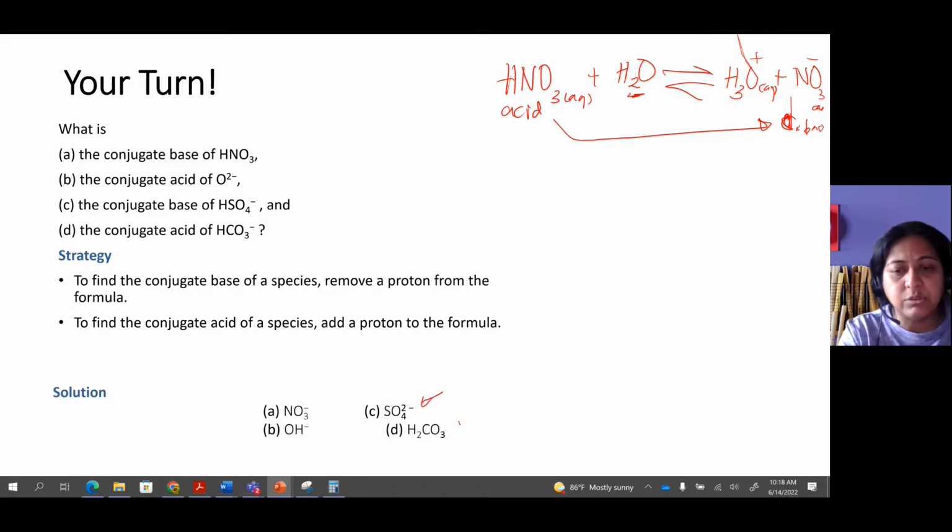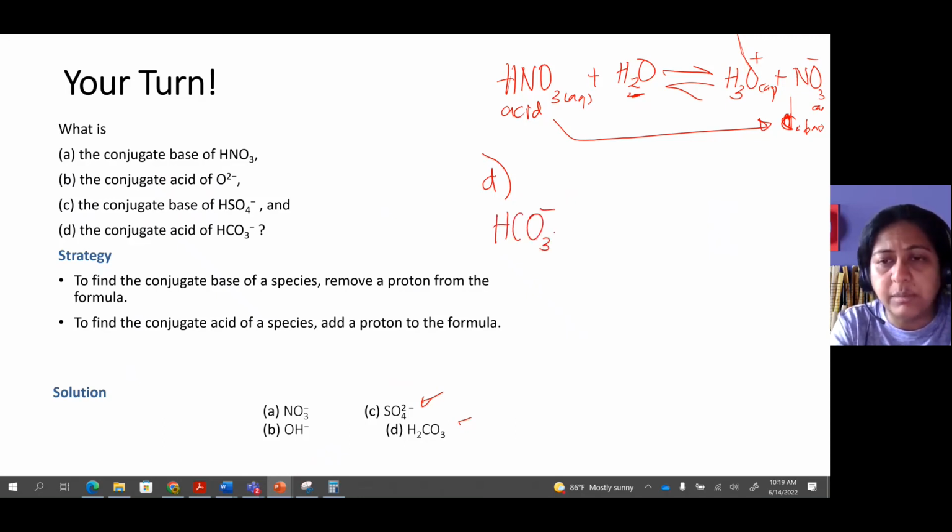Here I have given the answers for that. And look at the conjugate base. Okay, let me do one more thing. The conjugate acid. Look at part D. Conjugate acid of the bicarbonate ion, HCO3 minus. And let's write it with the equilibrium in water.